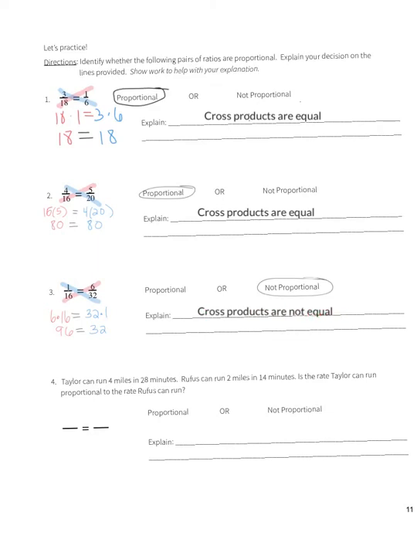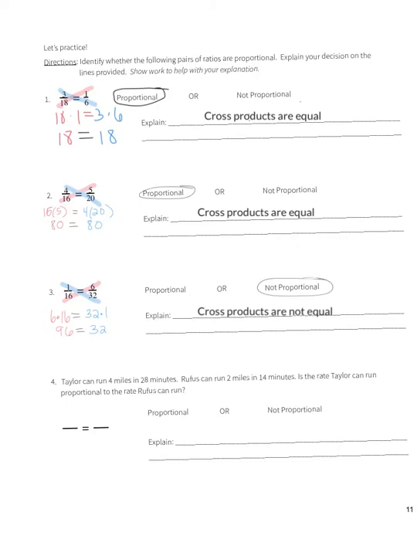All right, now we're going to continue to work on identifying if rates are proportional, except for now we are going to be looking at real world scenarios. So I'm going to read this. Taylor can run 4 miles in 28 minutes. Rufus can run 2 miles in 14 minutes. Is the rate Taylor can run proportional to the rate Rufus can run?